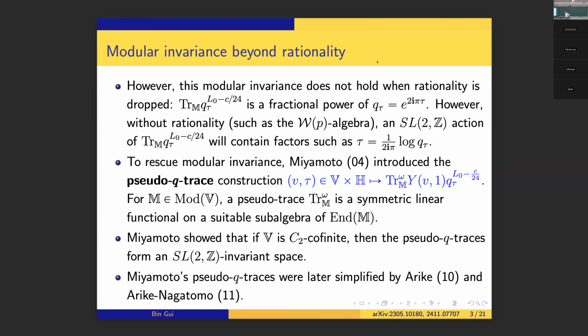Here M is not required to be projective, and it is arbitrary. If you want to define things, you want M to be projective over a subalgebra of the endomorphism algebra, but it is not necessarily projective over V. Okay.